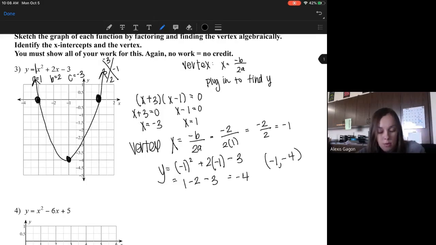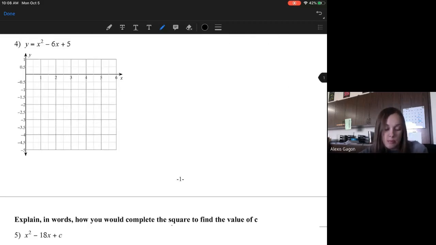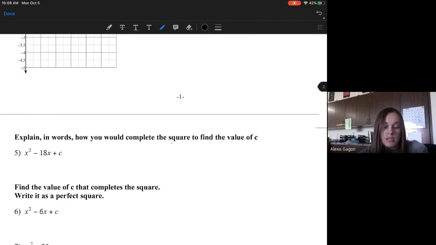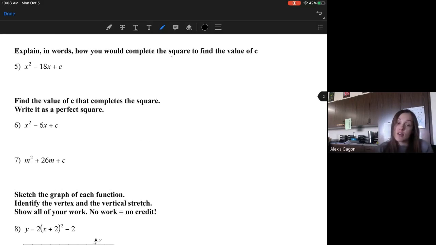Okay, let's keep going. So then there's going to be 2 of that type of problem. This one, so completing the square, this first part, you're going to describe it in words. So I'm just going to go through and complete the square, and then this one, number 5, you have to describe it in words. Describe it using words, okay?